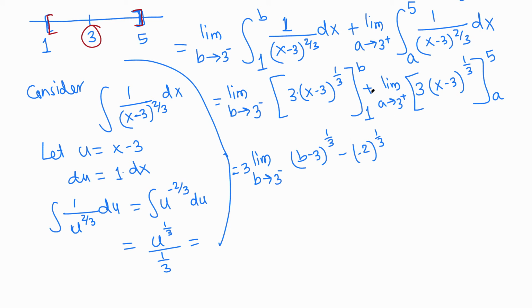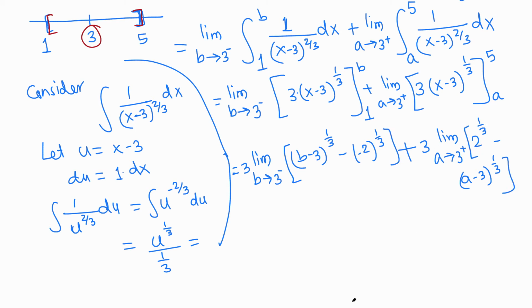Okay, that part, plus again this 3 can be pulled outside, limit a going to 3 from the right side. Now plug in 5, 5 minus 3 is 2 raised to 1/3 minus the lower limit, plug in a minus 3, a minus 3 raised to 1/3. So let me put a bracket around just to see here.